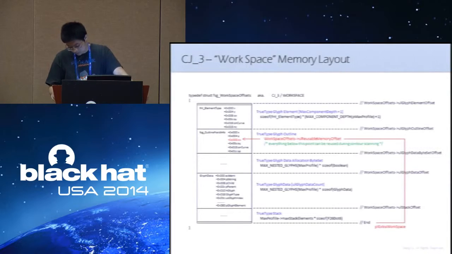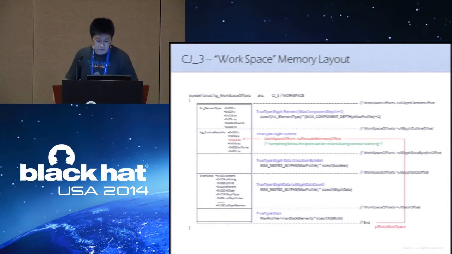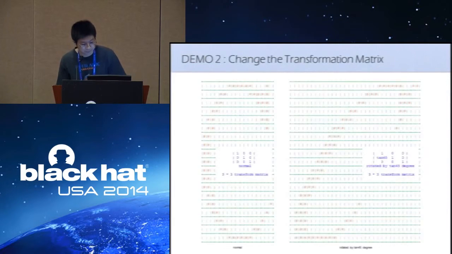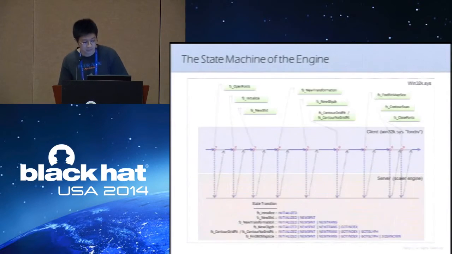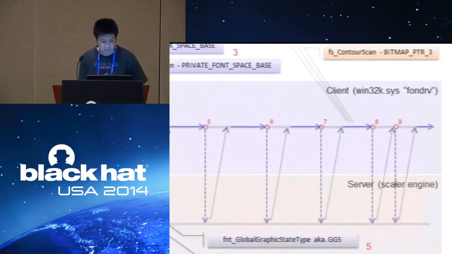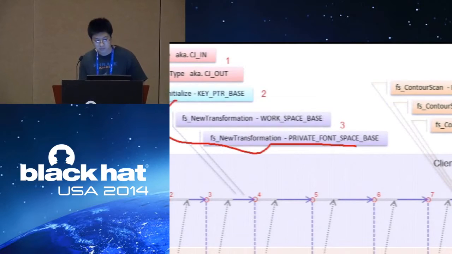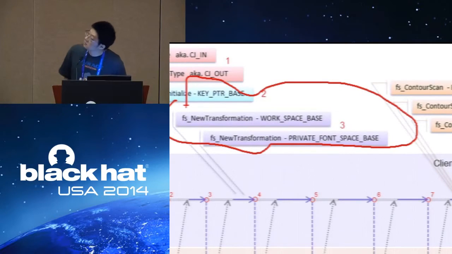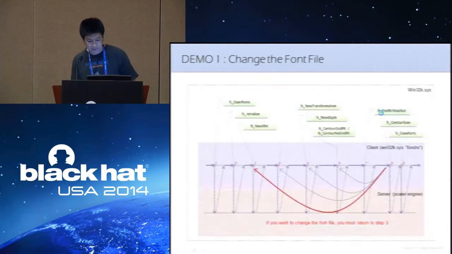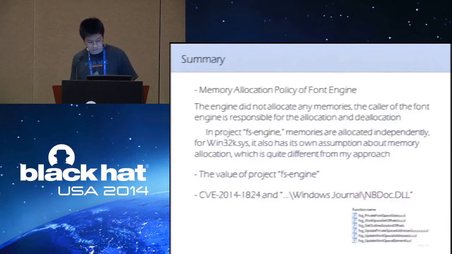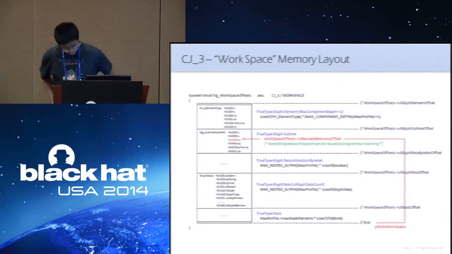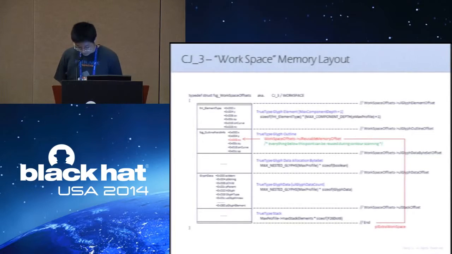In order to answer these questions, we need to take a look at the following two data structures, CG_3 and CG_4. This is CG_3 and CG_4. CG_3 is an input parameter to step 4. It's a very important data structure. This is the data structure layout of CG_3, it's also called workspace.